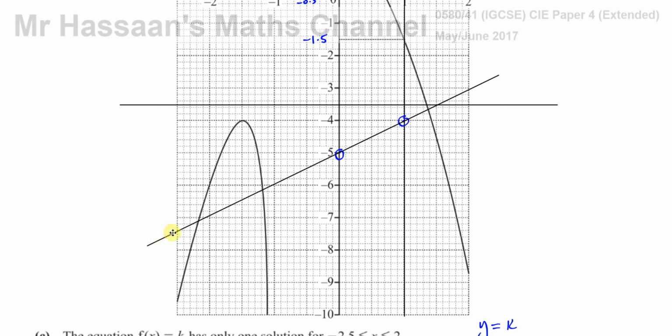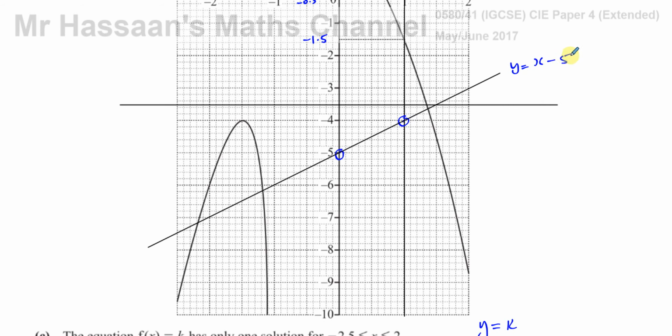I'm trying to make it as accurate as I can so that our answers come out accurately. You should use a thin pencil when you're doing this in the exam. Make sure you use a thin pencil. So this is the line y equals x minus 5.